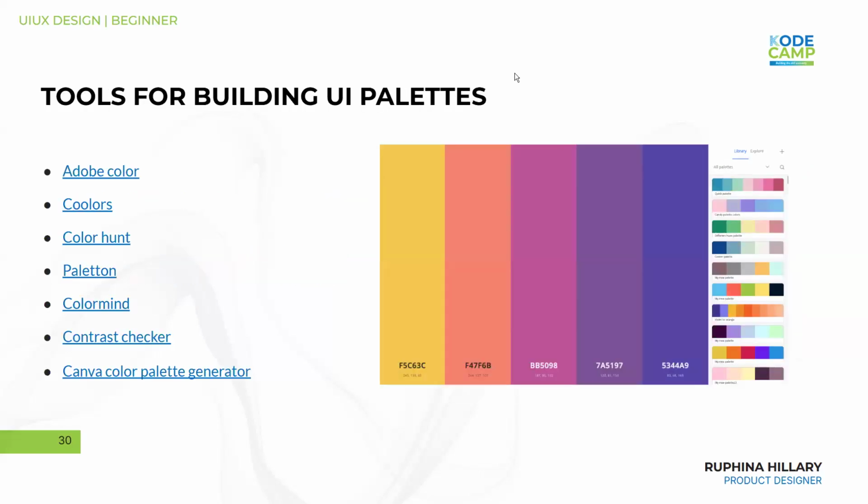Now, some tools for building UI palettes. You have Adobe Color, you have Colors, you have Color Hunt, you have Color Mind, you have the Contrast Checker, and you have the Canva Color Palette Generator. So let's briefly look at the Colors tool.